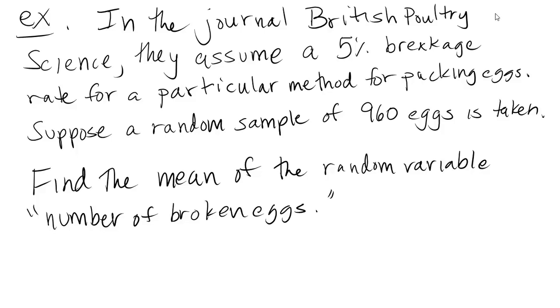First, let's verify that this is a binomial experiment. We've got a fixed number of trials. We're going to test 960 eggs. And in each trial there are two possibilities. Either the egg is broken or it's not broken. So this is binomial. We're going to consider a success a broken egg because that's what we're counting up.